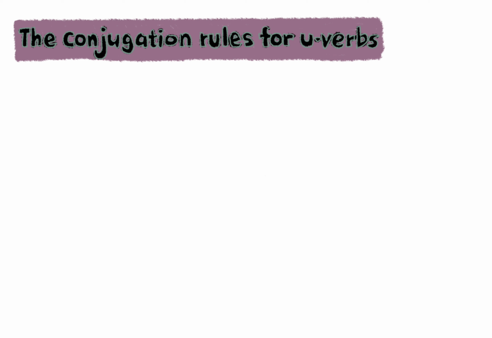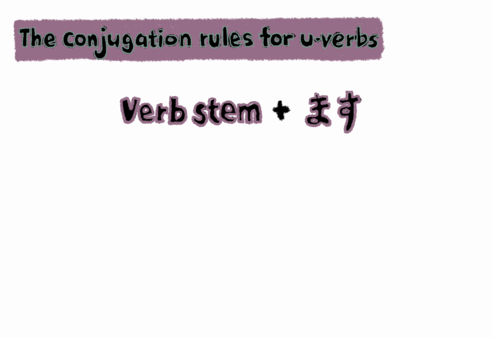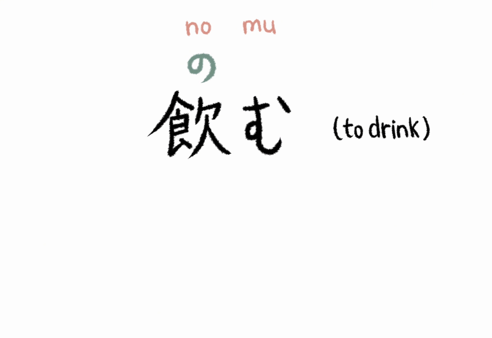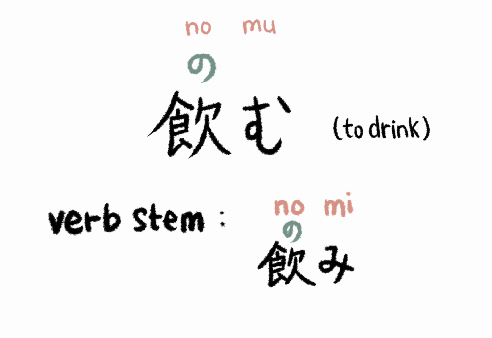Now let's go over the conjugation rules for u-verbs. The conjugation rules are still verb stem plus masu. But the steps to determine the verb stem for u-verb require a little bit more explanation. To find out the verb stems for u-verbs, let me explain it by going through one example. Nomu, which means to drink. The verb stem for nomu is nomi.